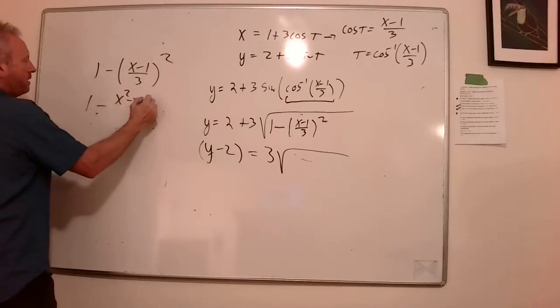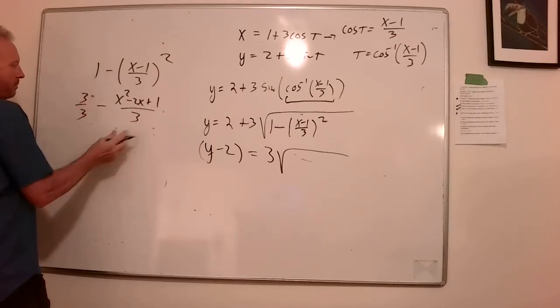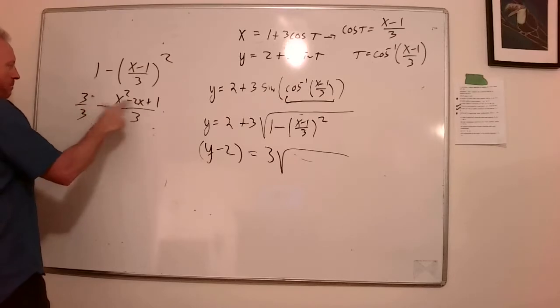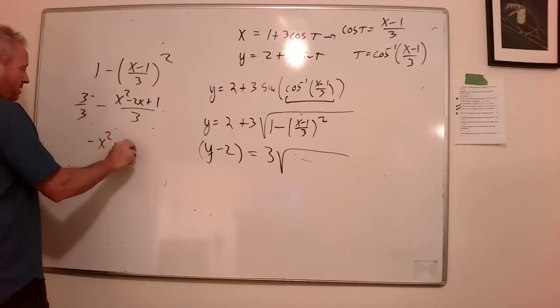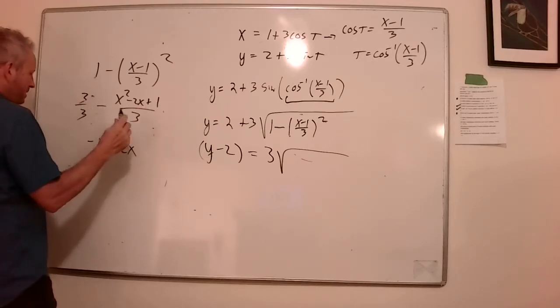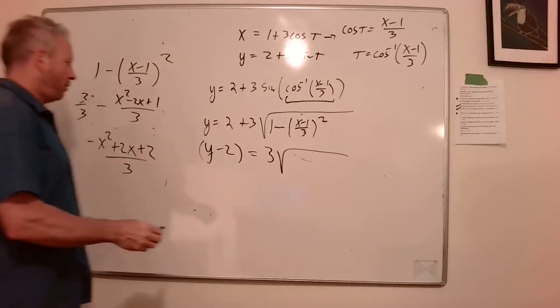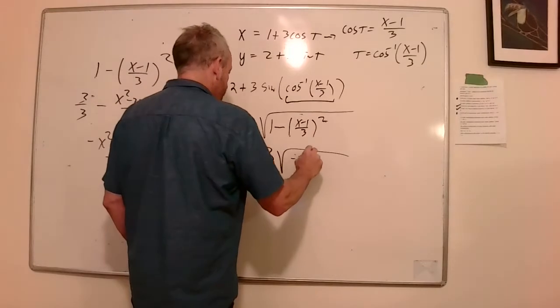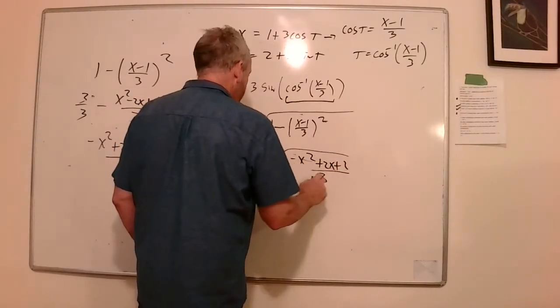X squared minus 2x plus 1 all divided by 3. Right, this is 3 over 3, common denominator, all that good stuff. It's 3 minus everything in there, right? So what will we have ultimately there? We'll have negative x squared plus 2x. 3 minus 1 is 2. And all that's divided by 3. So inside here we have negative x squared plus 2x plus 2 all divided by 3.